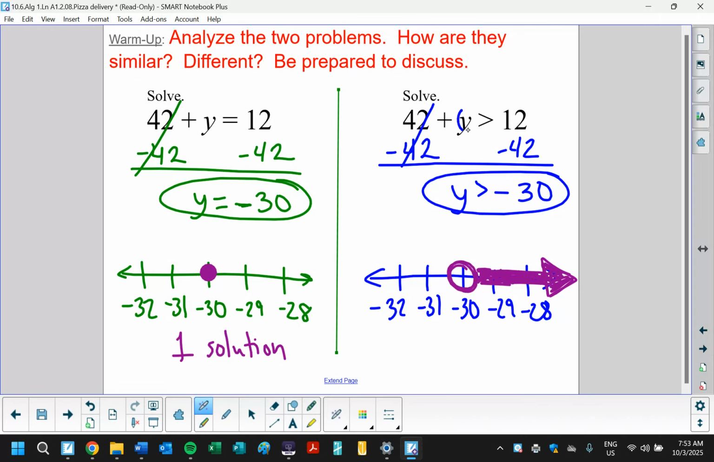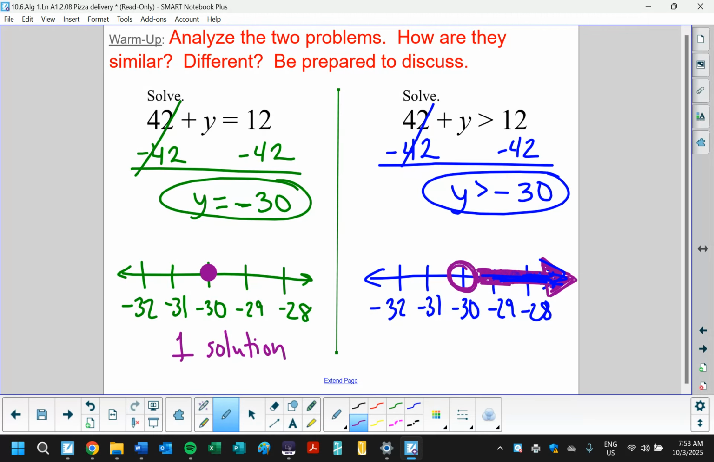If you try 0, 42 plus 0 is 42, and yes, 42 is greater than 12. If you tried 10, 52 is greater than 12. Again, correct. If you try 10,000, 10,042 is greater than 12. And you'll notice on the graph, we don't just have one dot. We don't just have two dots. Instead of drawing a billion dots, we actually shade in a solution region.